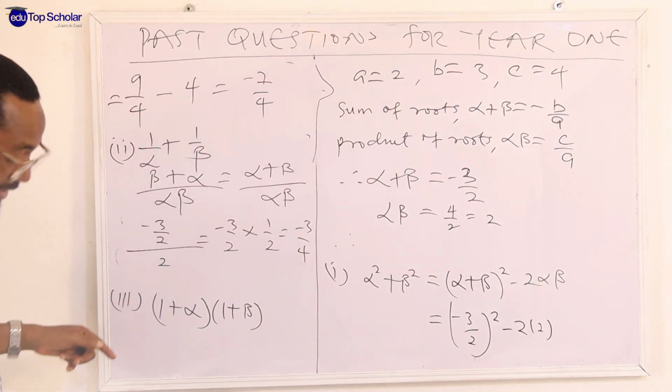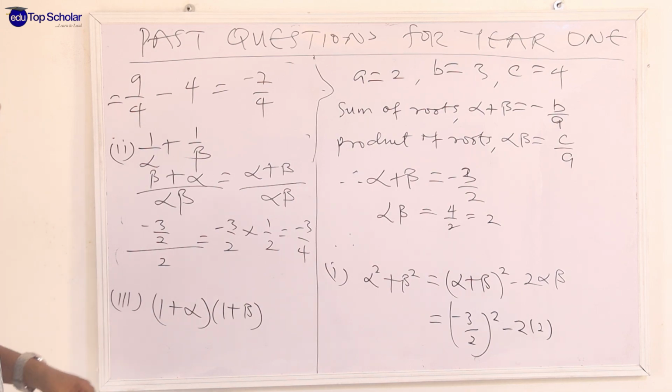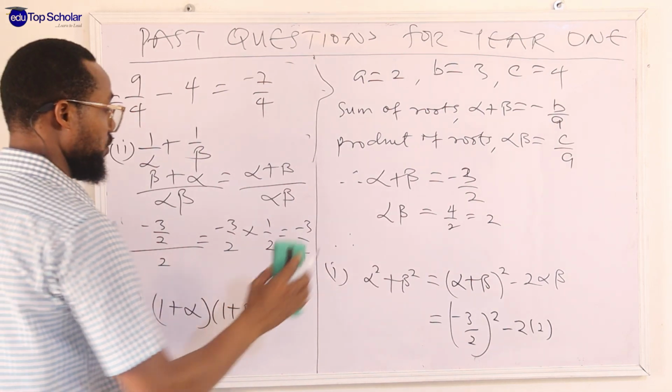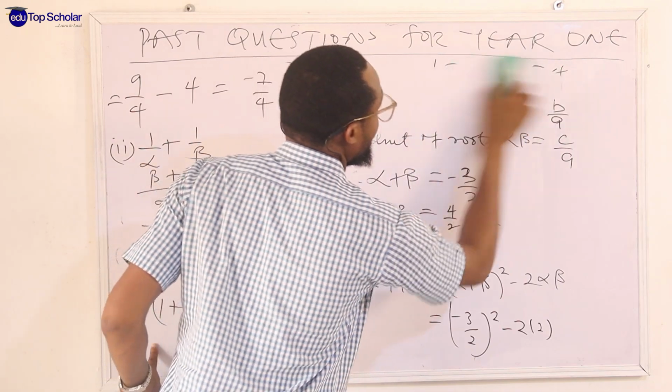And for the last part now, alpha, this will be 1 plus alpha.